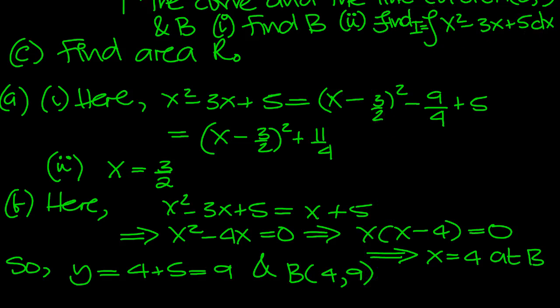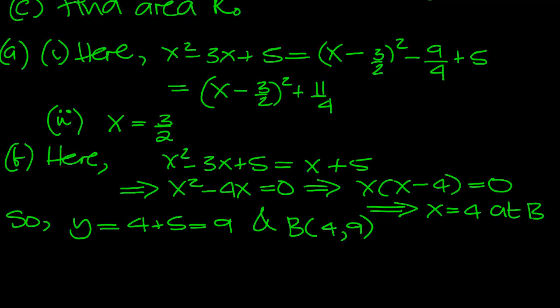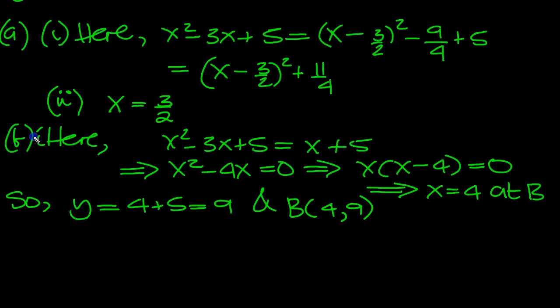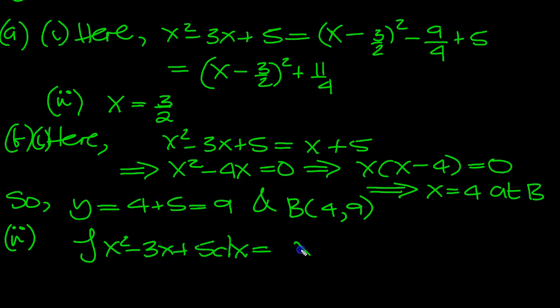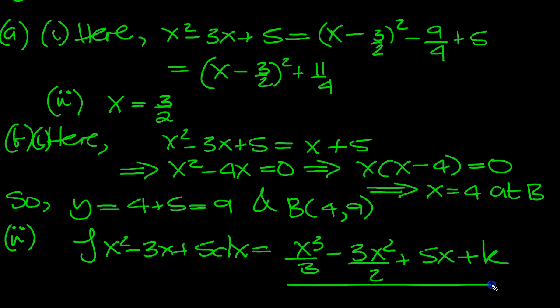Find this integral then. So let's have a look at that. Straightforward integral. So part 2, the integral of x squared minus 3x plus 5 dx, raise the power by 1, divide by that number, minus 3x, raise the power by 1, divide by that number, plus 5 lots of x when you integrate it, plus a k, constant of integration. So that's part 2.